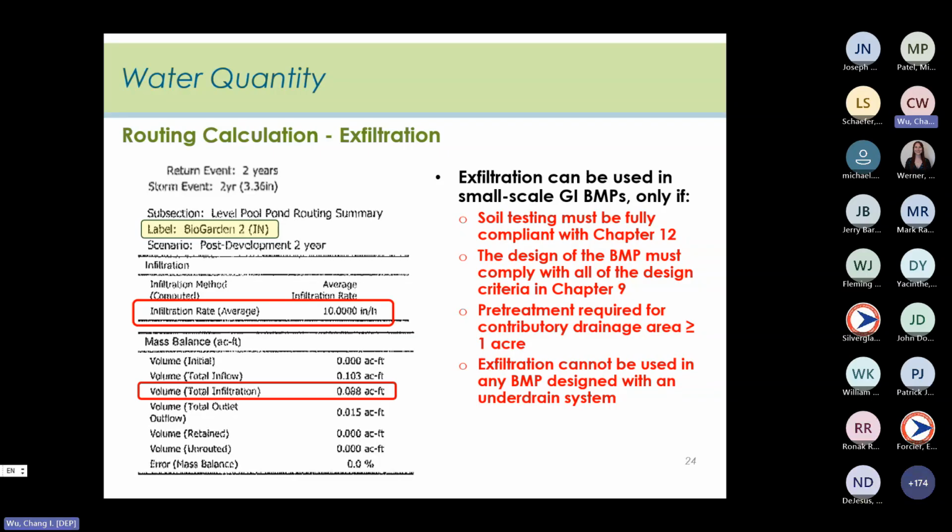The design of BMP must comply with all the design criteria in Chapter 9, and pre-treatment is required for contributory drainage area equal or greater than 1 acre. Exfiltration cannot be used in any BMP design with an underdrain.